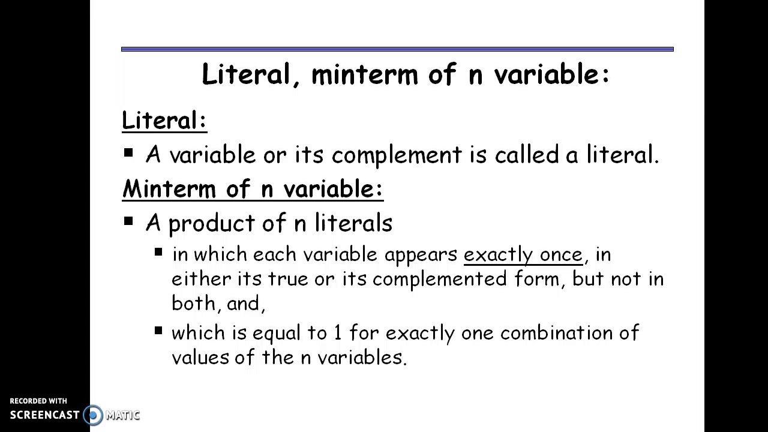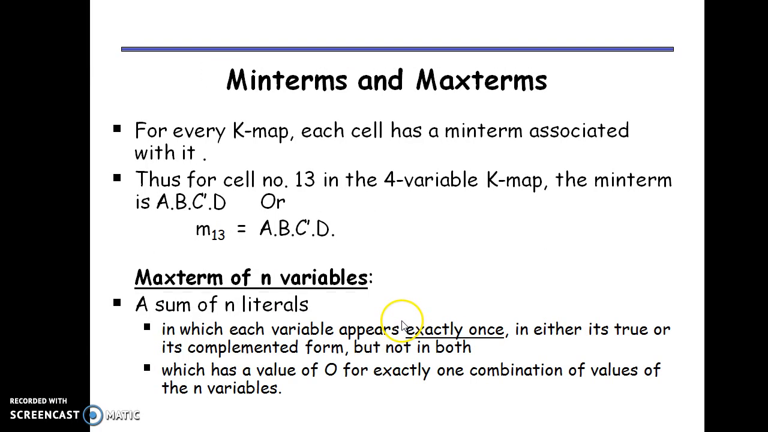Minterm of n variables: it's a product of n literals, like A B, A B C, A B bar C, A B C bar. The most important thing about the minterm is that each variable appears only one time, either in its true form or complemented, but not both. It cannot be like A bar B. It cannot be A B C, A B bar C. Different literals are there, and the value is equal to 1 for each and every combination.